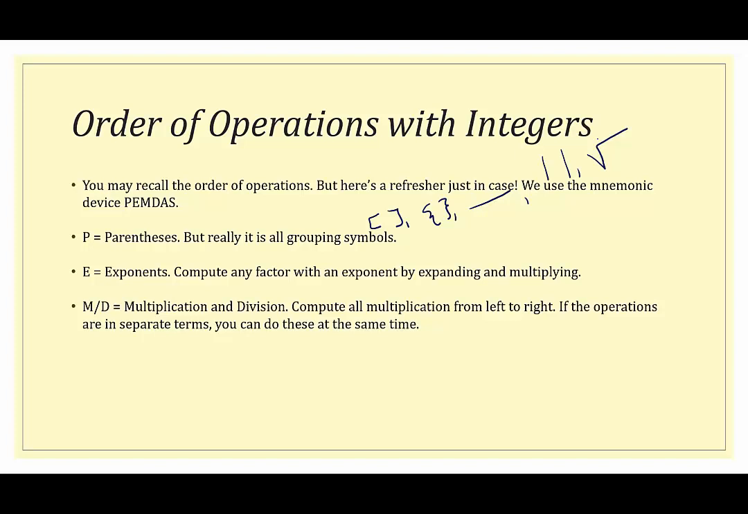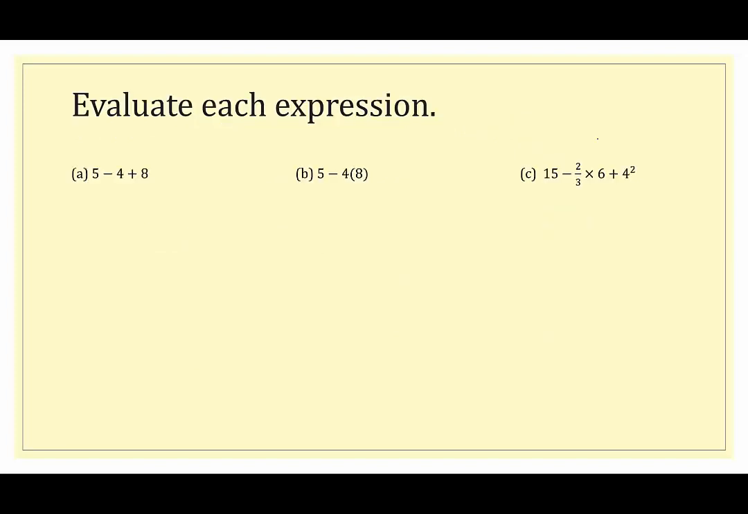We do these from left to right. If the operations are in separate terms, you can do them at the same time, but if they're part of the same term, then we have to go from left to right. And then at the very end, we'll have our addition and subtraction, and we would do all addition and subtraction from left to right, or at the very least, whatever sign is directly in front of that term just stays with that number. So if it's 10 minus 4, you keep the minus with the 4, even if you move the 4 around. All right, so we're going to look at some examples.